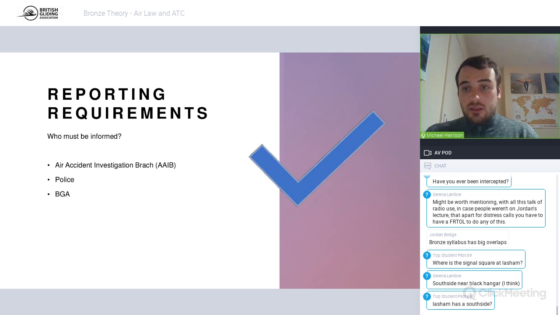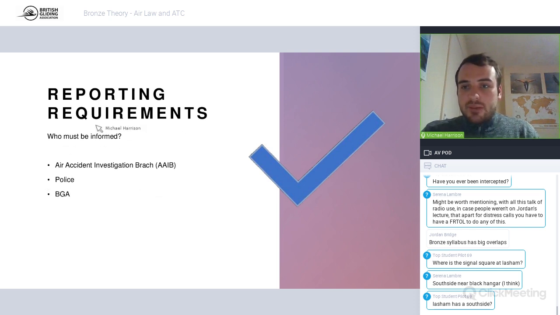If it's a serious incident, it must also be reported to the Air Accident Investigations Branch, and that must be done as soon as practical. The responsibility for reporting lies with the pilot. If the pilot can't do it, it lies with the operator. And if the operator can't do it, it lies with anyone else who watched it happen. The operator, in the case of a gliding club, would be the gliding club.